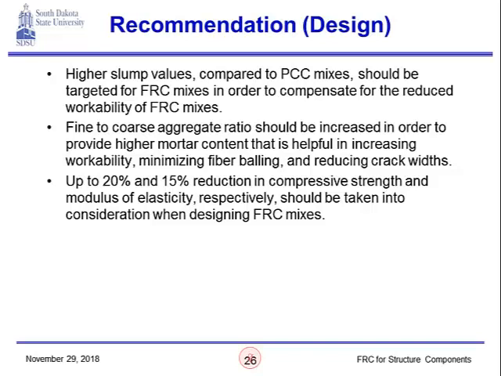Higher slump values compared to PCC mixes should be targeted for FRC mixes in order to compensate for the reduced workability. So this is something we should keep in mind. If we have a conventional mix that has a slump of 5 or 6, for example, and then we introduce fiber into the mix, we should keep in mind that this would reduce the slump and maybe consider adding a superplasticizer or so. Fine to coarse aggregate ratio should be increased in order to provide higher mortar content that is helpful to increase workability, minimizing fiber balling and reducing crack widths.